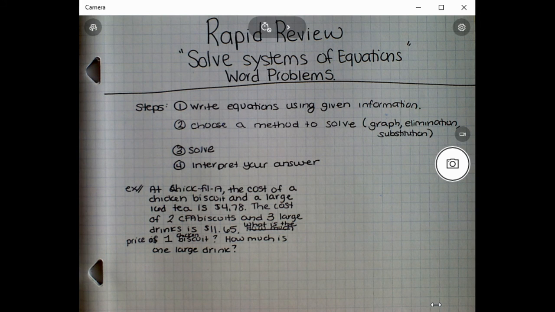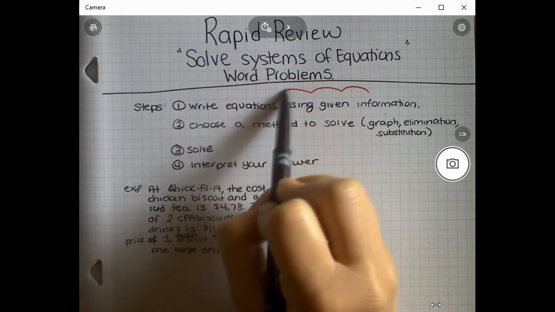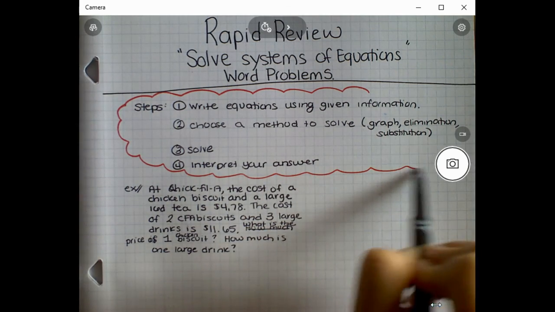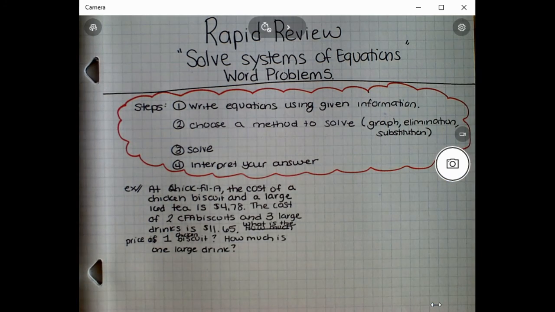I actually just wrote these problems using accurate information as of May 14th, 2020. So these are the actual prices that I found. So anyway, I hope you like it.